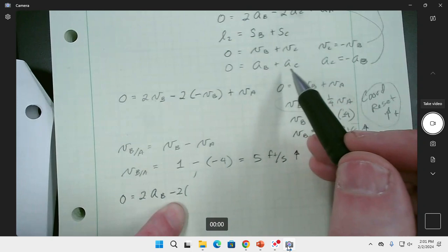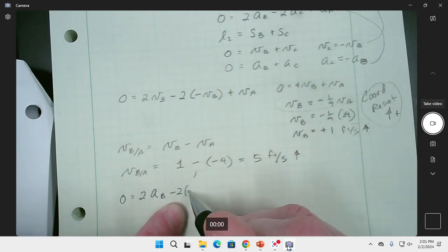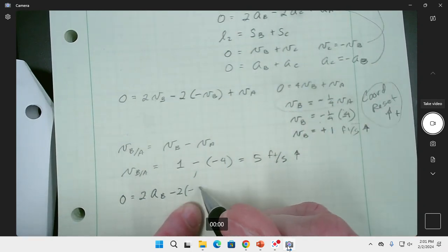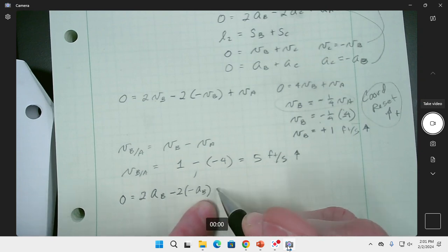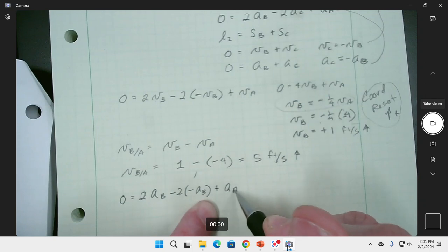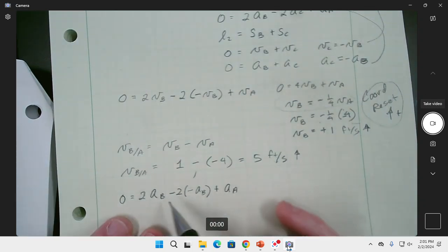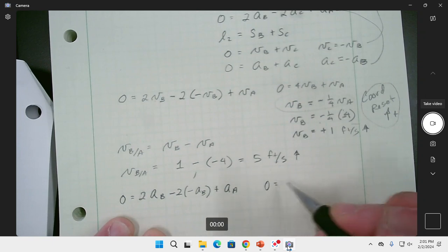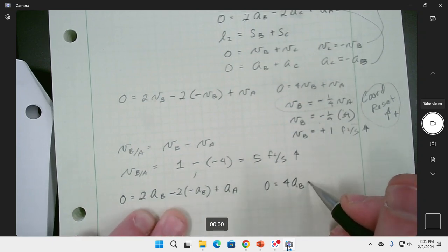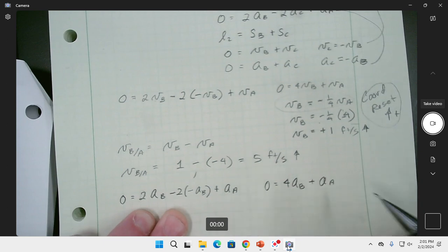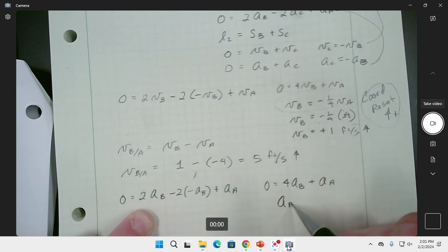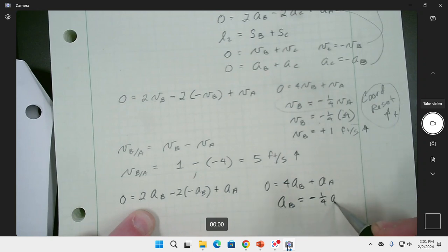Where did I go right here? Oh, I said that this is going to be negative AB, right? Am I doing this right? Someone who actually has an attention span left, please make sure I'm right. So I think I got that right. And we ended up having, it would make sense, 4 times acceleration of B plus the acceleration of A. So we would find that the acceleration of B is going to be negative 1/4 the acceleration of A.